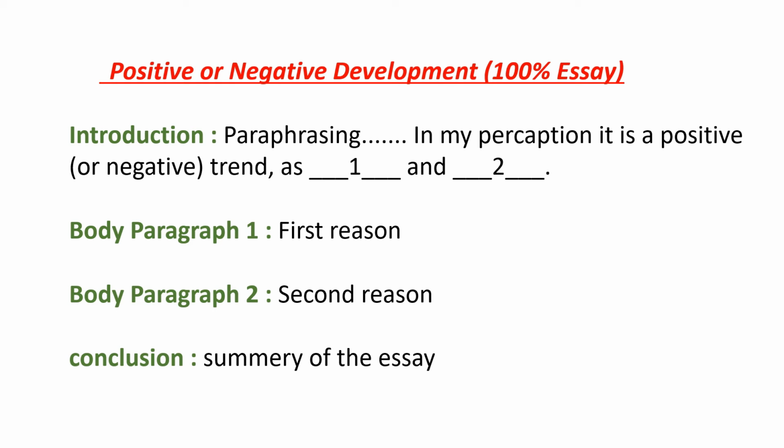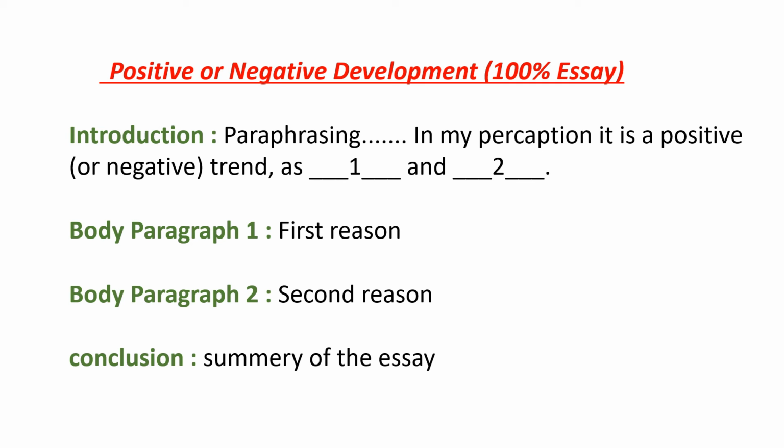First of all, you have to paraphrase the question line, and after that give the thesis line as, "In my perception it is a positive trend as dash and dash." If you think it is a positive trend, then you have to write that it is a positive trend, and if you think it is negative, then you have to write, "In my perception it is a negative trend."